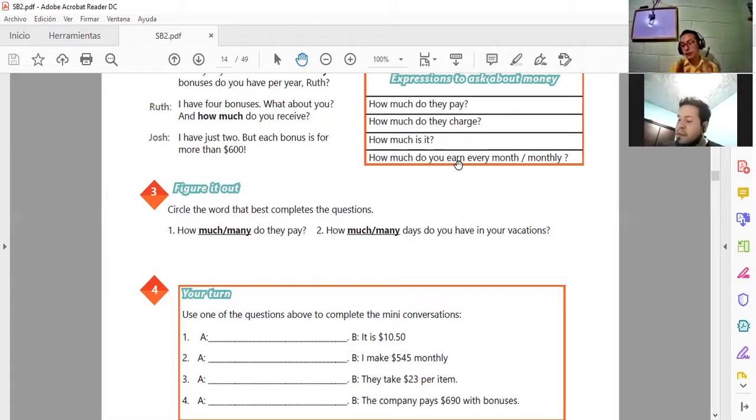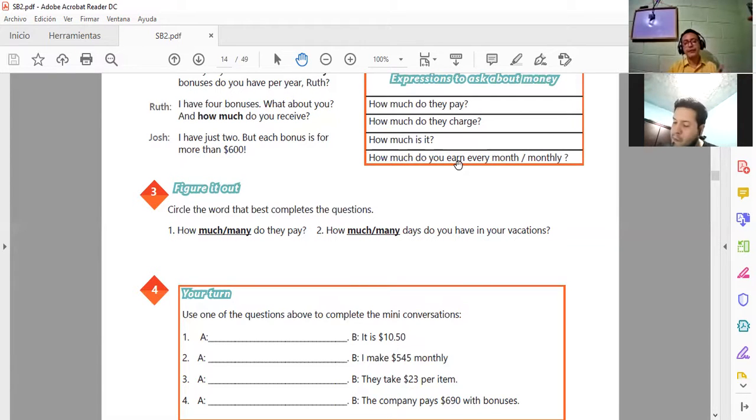Le hago la aclaración porque existe el verbo win. Win es ganar, pero win es ganar de una competencia, por ejemplo. Ah, correcto. O if you play video games, este juego de video, they tell you you win or you lose, right? But in this case, when you talk about money that they pay you, en este caso, cuando usted habla sobre dinero, it's earn, okay? Okay, okay.